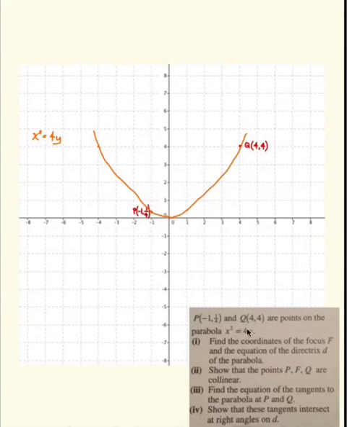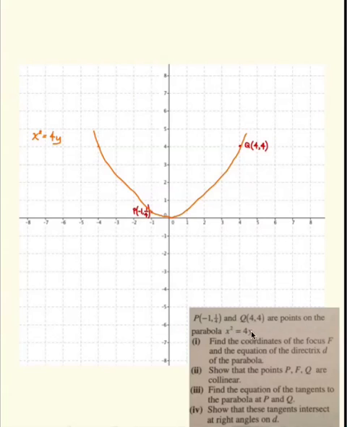Okay, here's again a slightly more complex question, but if you understand the pieces, it's not a very difficult question. We're given 2 points, P and Q, on the parabola. So I've labelled P and Q, I've drawn my parabola. Find the coordinates of the focus F and the equation of the directrix.